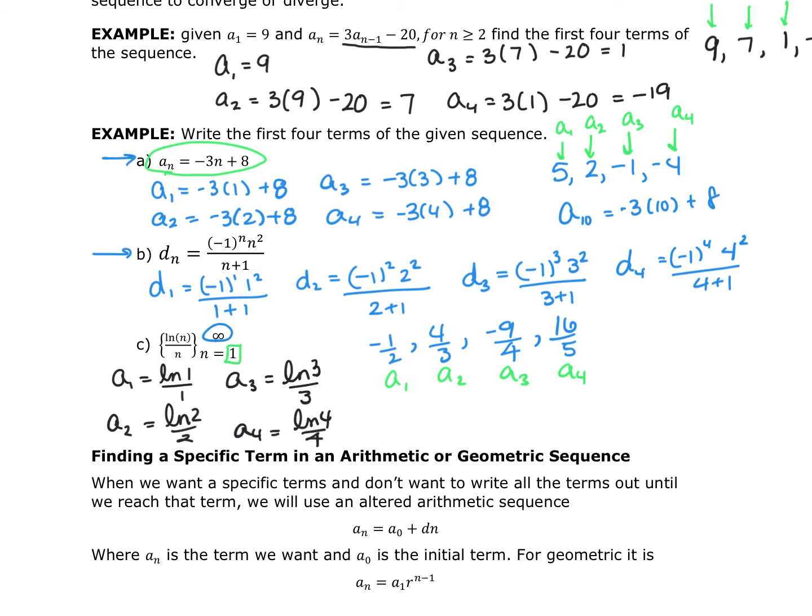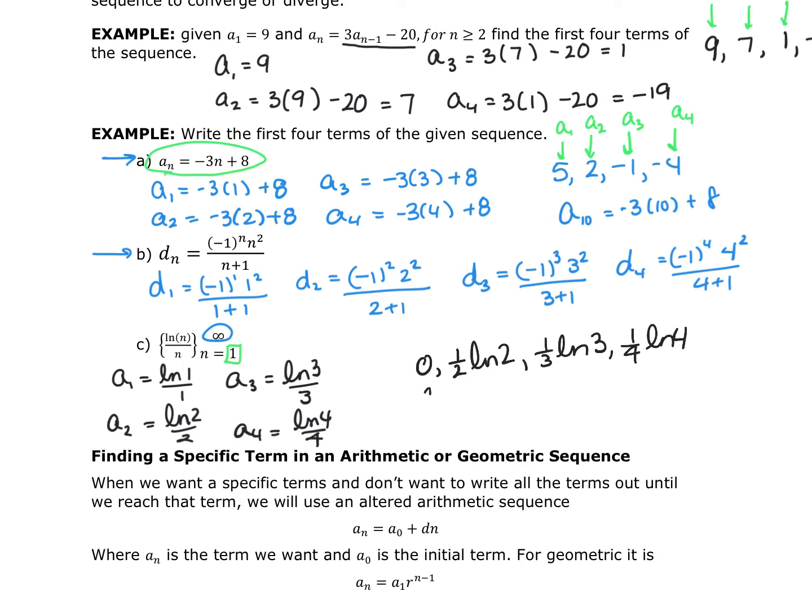Let me just erase this so I can have the space. And so the natural log of 1 is 0, so my first term happens to be 0. And then it's 1/2 the natural log of 2. And I can find a decimal equivalent, or I can leave it. I'm just going to leave it. And then I have 1/3 the natural log of 3, and then 1/4 the natural log of 4. So these are my first 4 terms, a sub 1, a sub 2, a sub 3, and a sub 4.